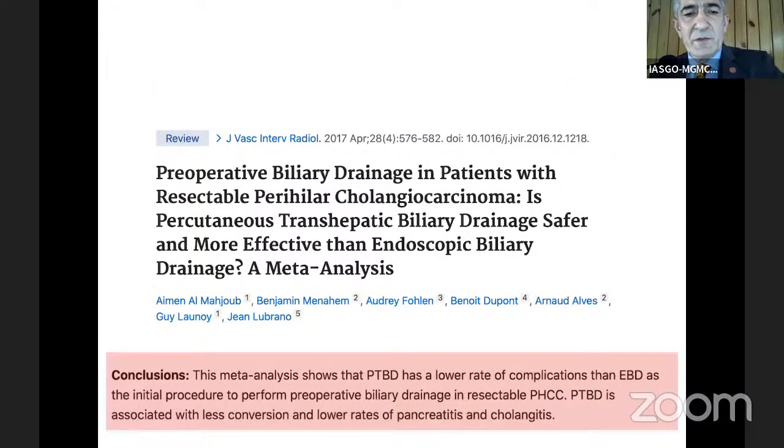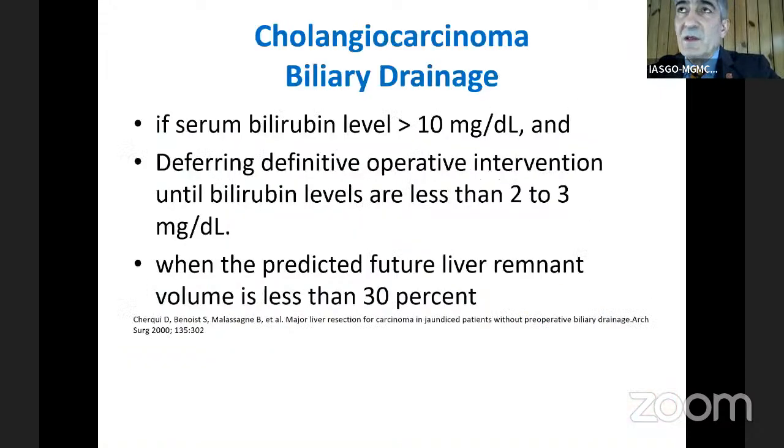This is another paper, and this meta-analysis showed that percutaneous biliary drainage has a lower rate of complication than endoscopic biliary drainage as the initial procedure for preoperative biliary drainage in resectable perihilar cholangiocarcinoma. Percutaneous biliary drainage is associated with less conversion and lower rates of pancreatitis and cholangitis. As you see, with all of these papers, I think it depends on the experience of the hospital and the expertise that they have.